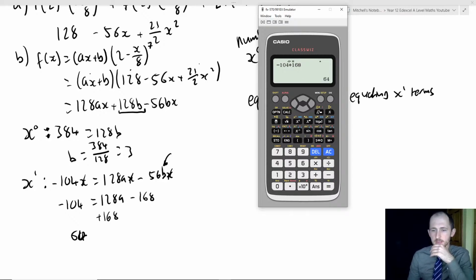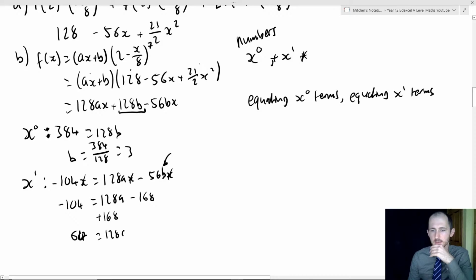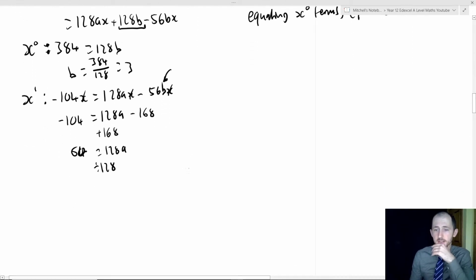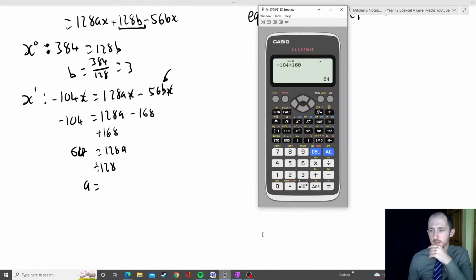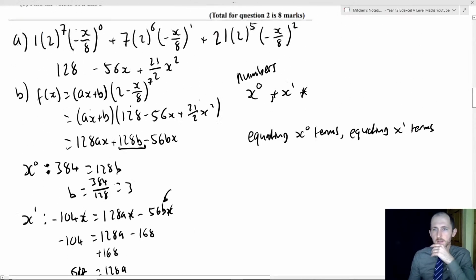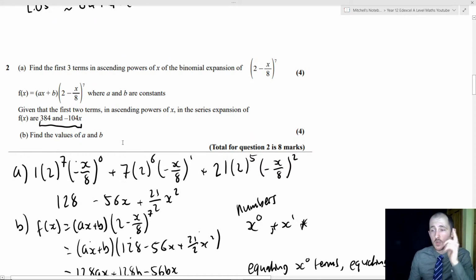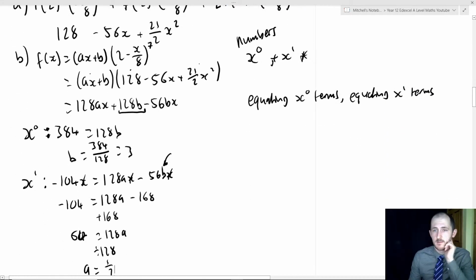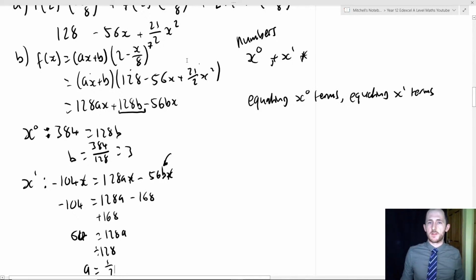64 equals 128a. Divide both sides by 128. Again, you probably know what the answer is already, but I'm going to use a calculator just to make a point. Okay? A half. And that there is also 4 marks. Which I don't think is too bad once you know what you're doing. The issue is knowing what you're doing.